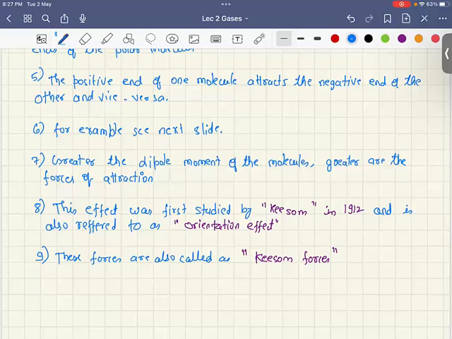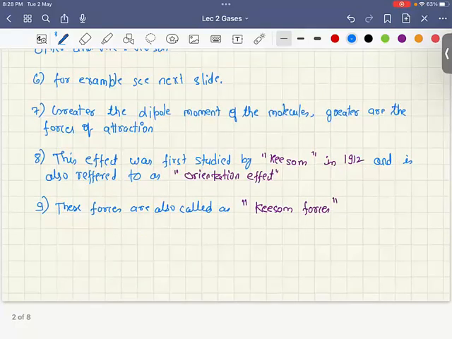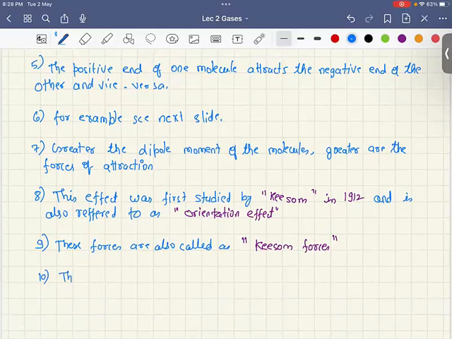It may be noted that besides dipole-dipole interaction, polar molecules can interact by London forces also. As a result, the cumulative effect is that the total intermolecular forces in the polar molecule increase. So these interactions are stronger than London forces.